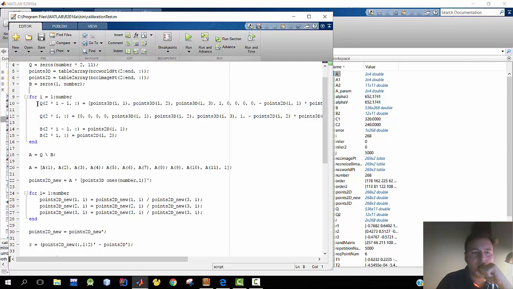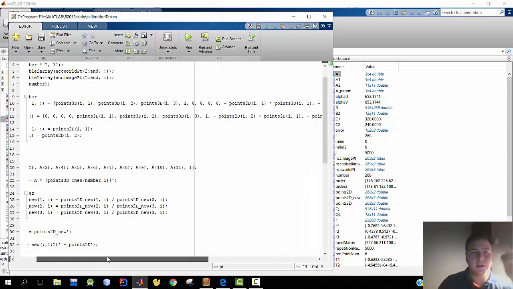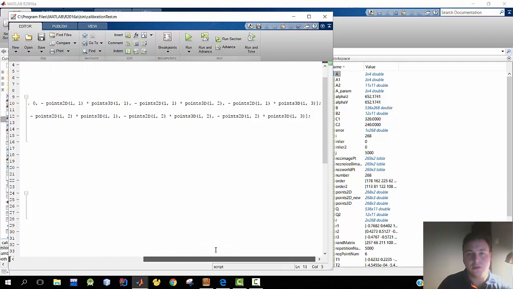So let's continue. We have a for loop here. This for loop runs for the number of points, because for each point we have to find a correspondence. For a real world point, we have the correspondence for it in the image plane, in 2 dimensions. So we are constructing our Q matrices, which consist of these values.